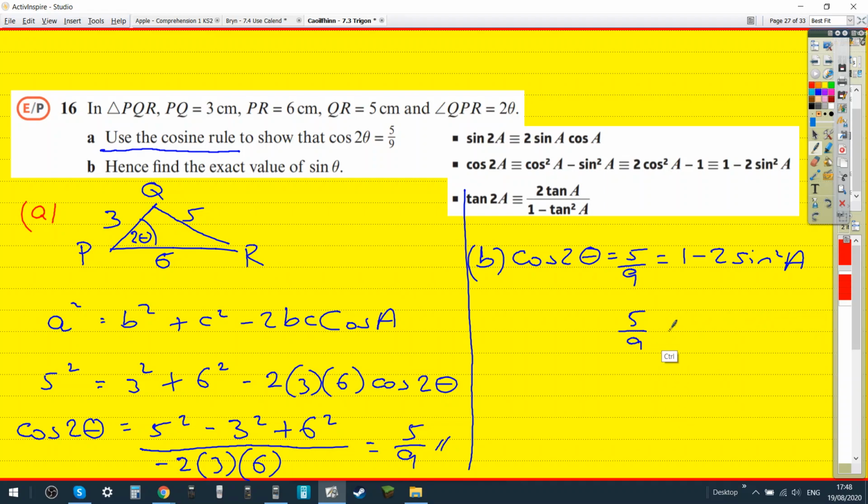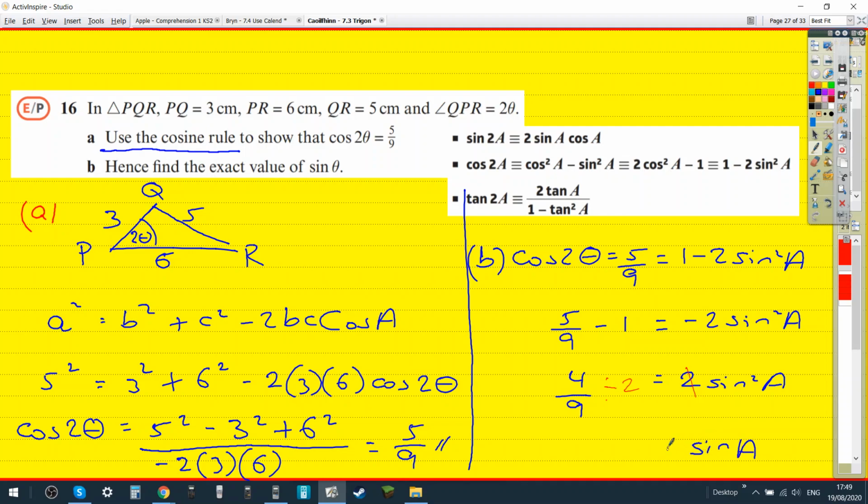Then 2 sine squared A will equal 4 over 9, to make them positive. Do we have to divide 4 over 9 by 2? Yep. So 2 over 9 equals sine squared A. So sine A will equal plus or minus the square root of 2 over 9.